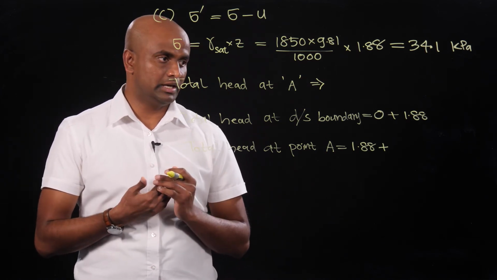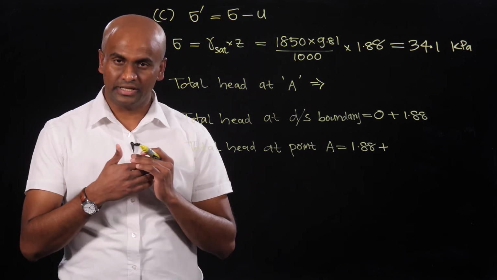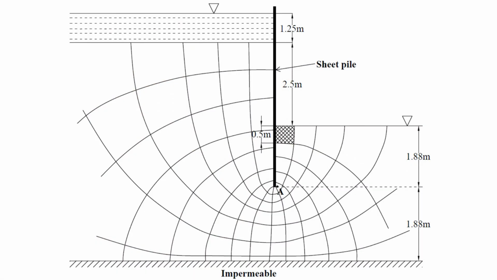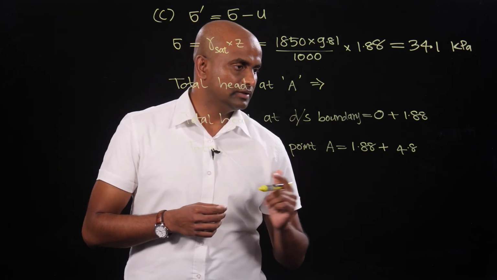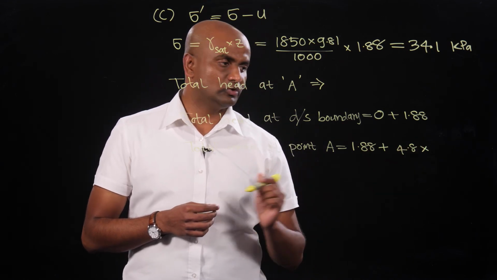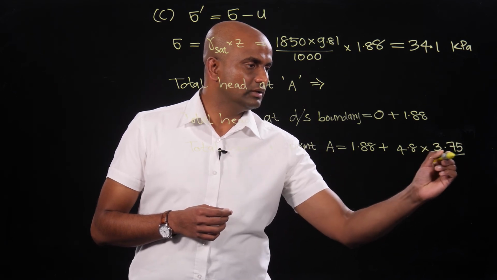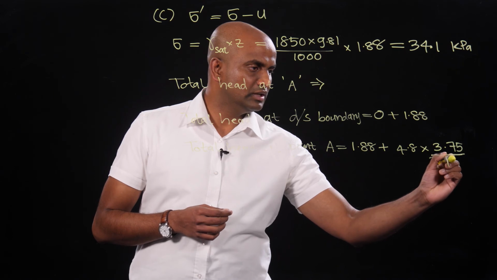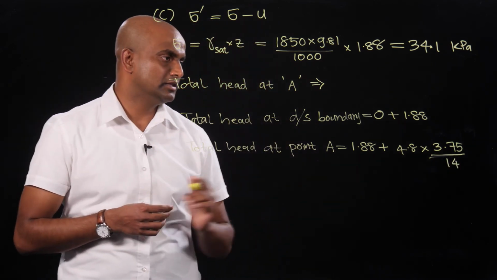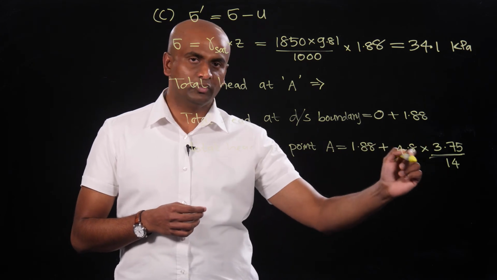Up to point A, we can calculate the number of equipotential head drops we have. If you look at the flow net diagram, there are around 4.8 equipotential head drops: 4 complete head drops plus almost another complete head drop. So altogether 4.8 head drops, and per each head drop, the head drop is 3.75 divided by 14. That will be the total head difference between any two equipotential lines, and then we have 4.8 of those.